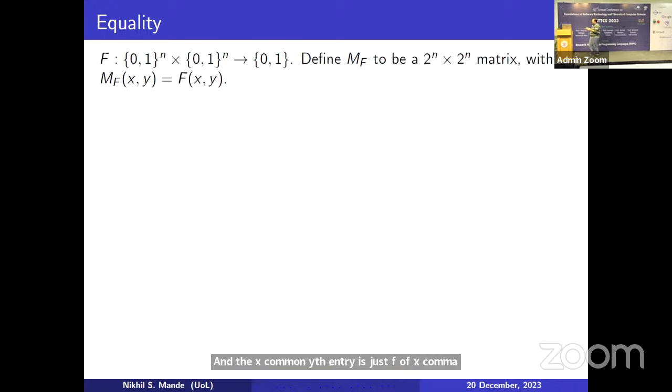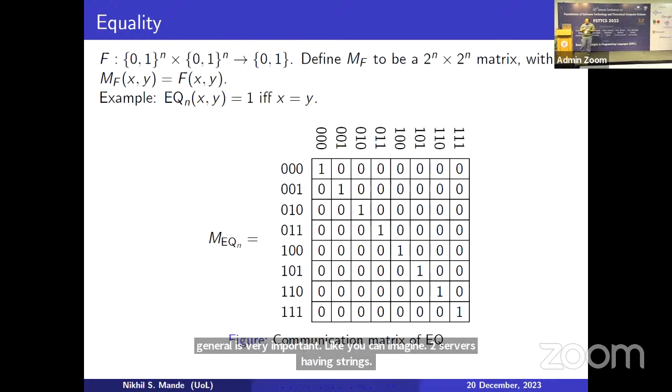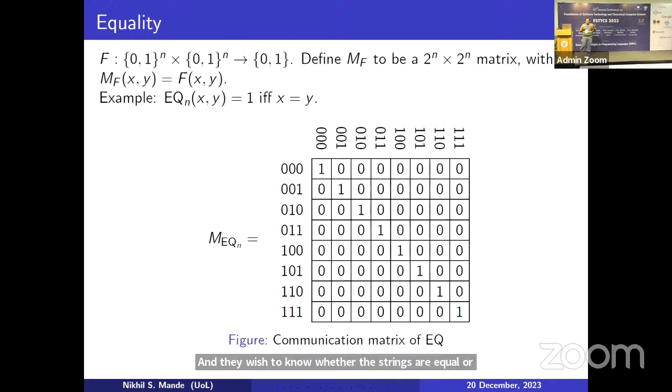Let's see via an example what this is. The example is the equality function, and the communication matrix is simply the identity matrix. I hope this is clear. The equality function in general is very important. You can imagine two servers having strings, and they wish to know whether the strings are equal or not, whether strings corresponding to files, or if you enter your password on a system and then some server needs to check the password is correct, the main bottleneck could be the communication between your local computer and the server. So there are several practical motivations for equality.